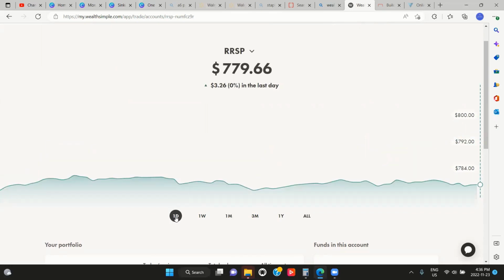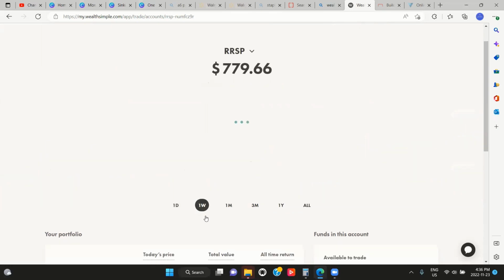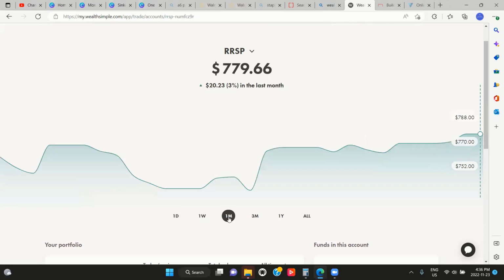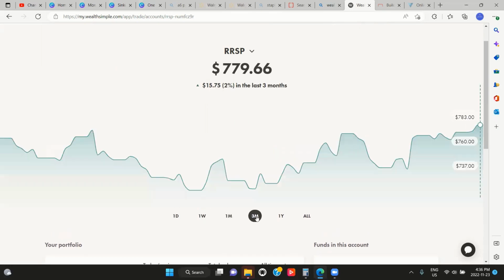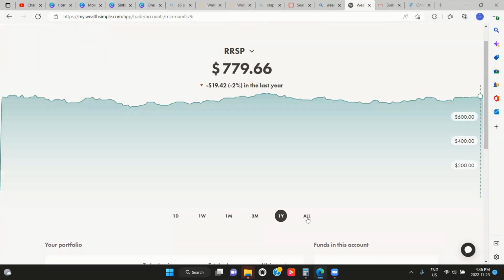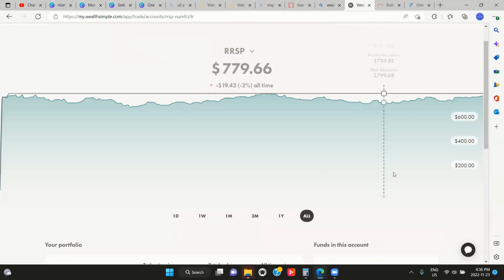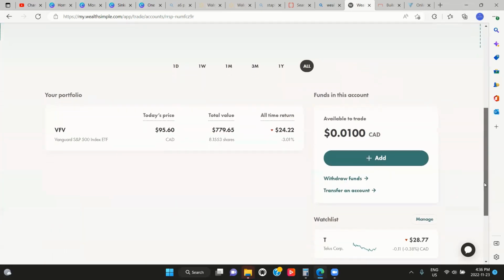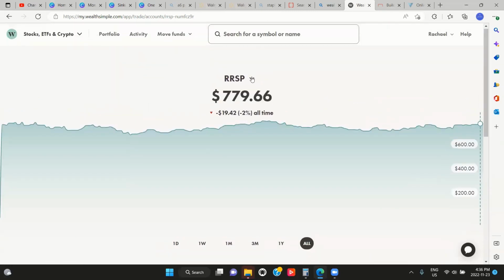The past one day, this one has gone up 0%. In the past 1 week, this has gone up 2%. In the past 1 month, 3% has gone up. In the past 3 months, it's gone up 2%. In 1 year and in all time, it's gone down minus 2%. So that's all for the IRS. I only have one position in this one.